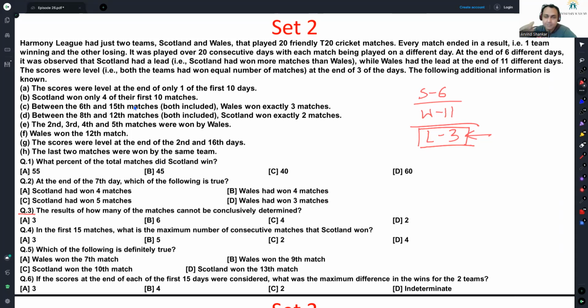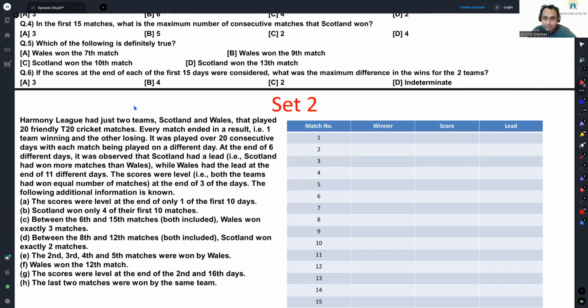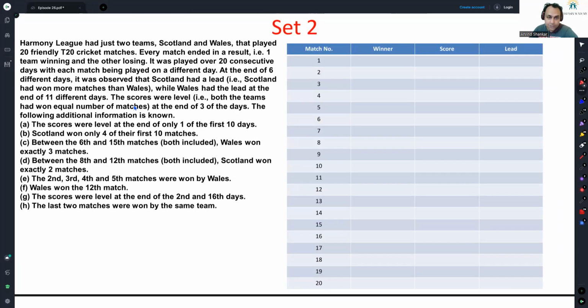Okay. Information that we have to capture is match number, the winning team, scoreline, and finally, who had the lead? These are the four data points that we have to capture. That will be captured using a table like this. I'm going ahead and writing down stuff that we already know. Wales led on 11 days, Scotland led on 6 days, and scores were level at the end of 3 days. And this will only happen after even days. This much we know. Let us get to individual data points.